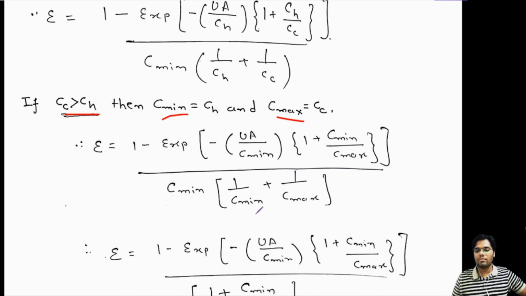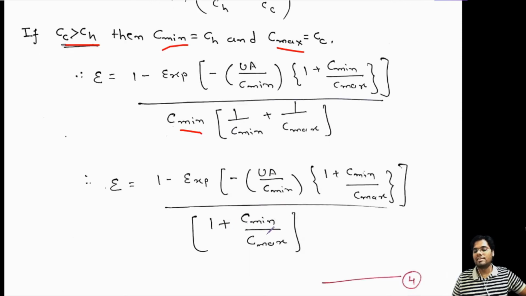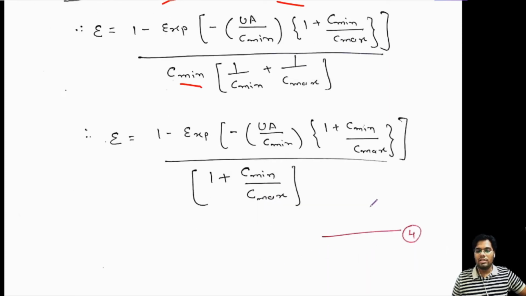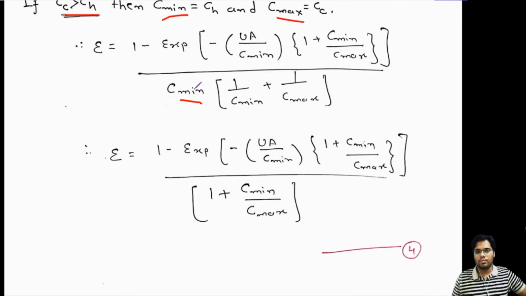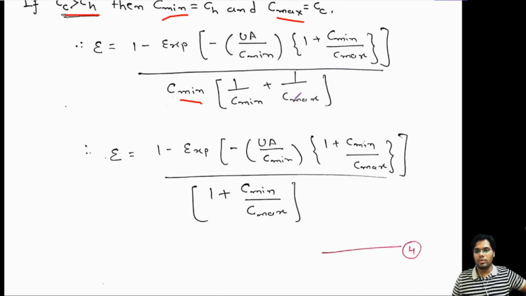So in this equation, replace Ch with C minimum and replace Cc with C maximum, then we will get this equation. Now if we multiply this C minimum into the bracket, we will get 1 plus C minimum by C maximum. Give this equation number 4. Now in this equation, if Cc is less than Ch, then we put C minimum instead of Cc and C maximum instead of Ch. Instead of Ch, C maximum, and instead of Cc, C minimum, then our equation will look something like this.